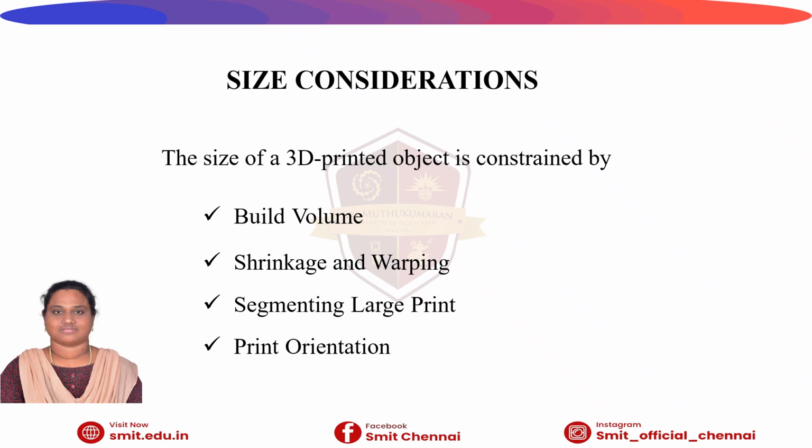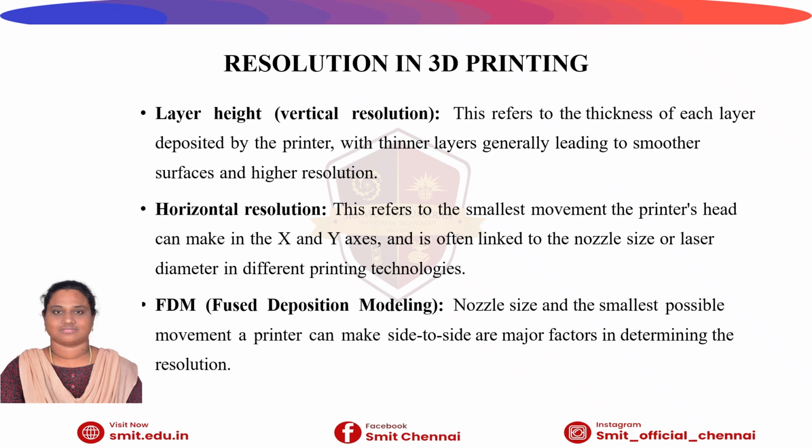Next, print orientation. Orientation can impact strength, aesthetics and required support structures. So this is also important in 3D printing. Finally, the resolution in 3D printing. 3D printer resolution refers to the level of detail and accuracy that a 3D printer can achieve when creating an object. It is usually measured in microns or millimeters, where a smaller number indicates a higher resolution, thus providing a more detailed and precise final product.